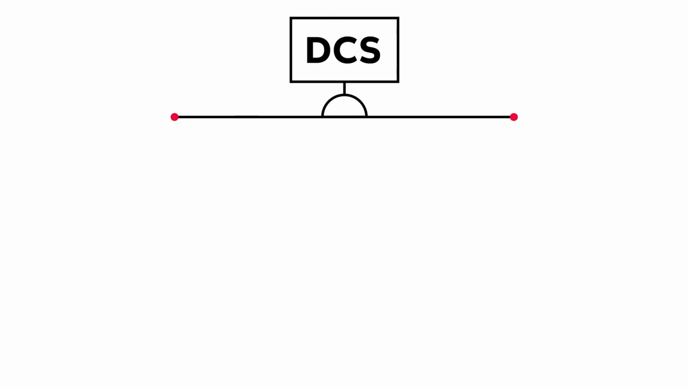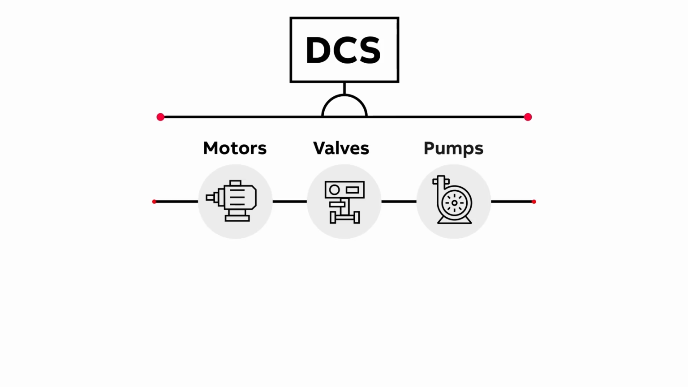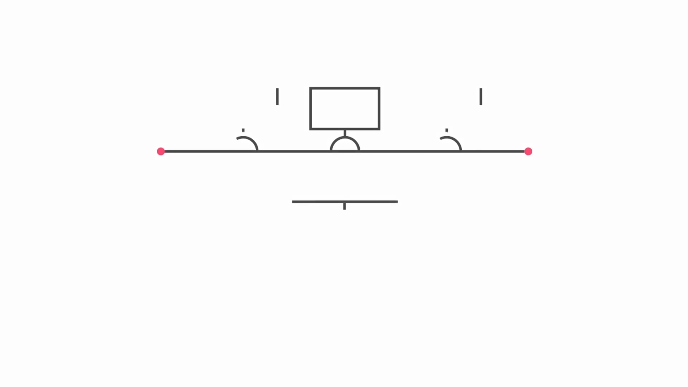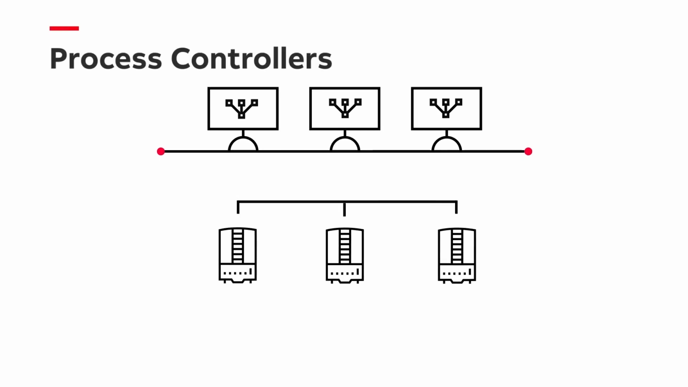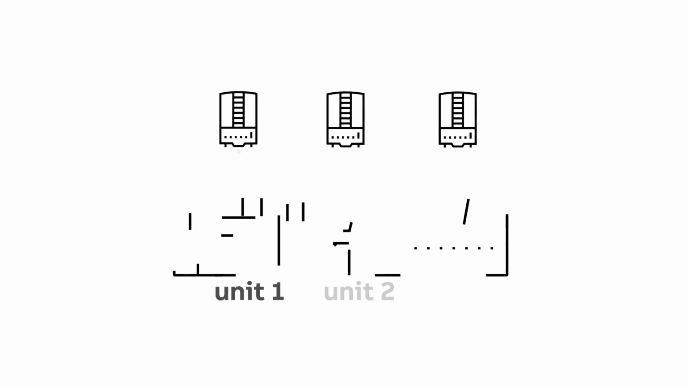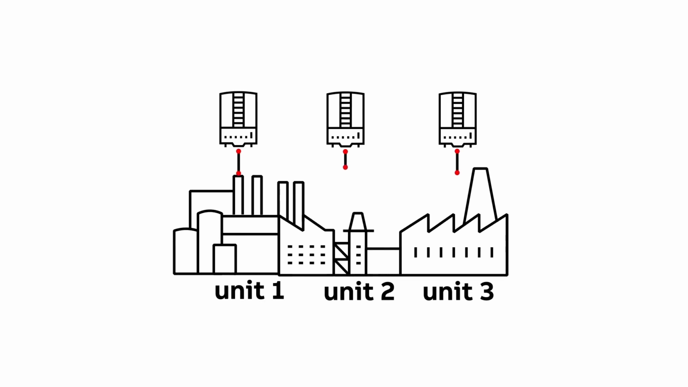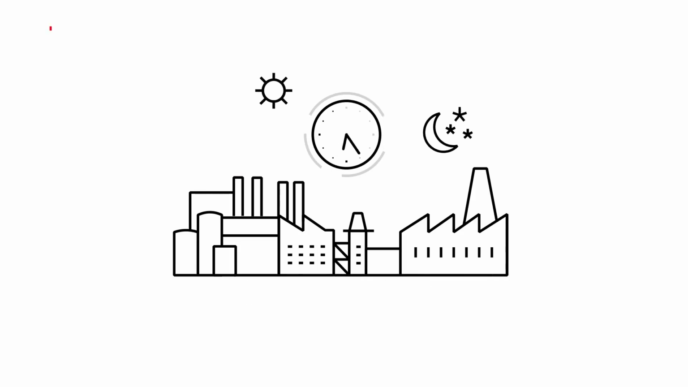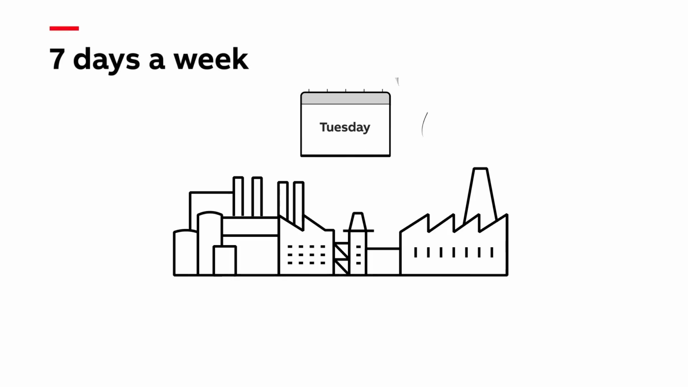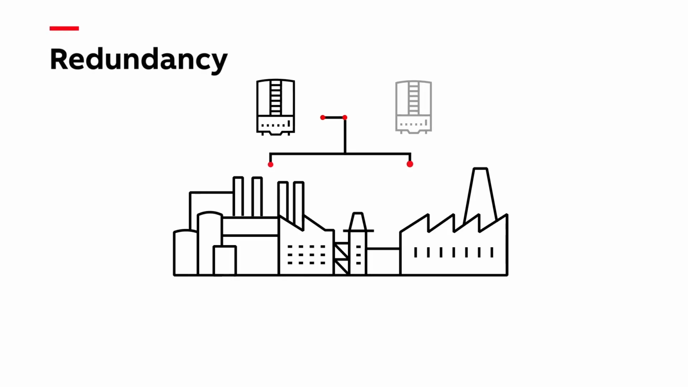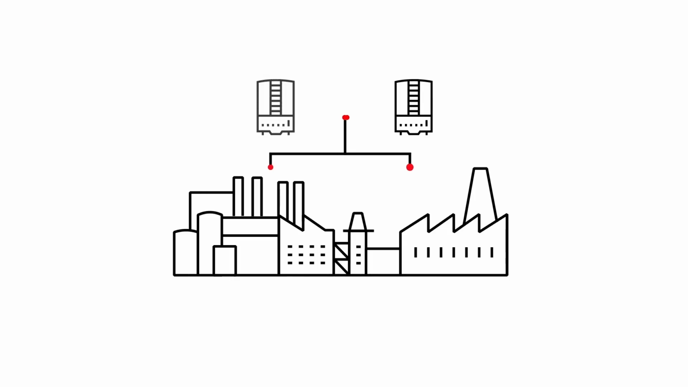Distributed control systems remotely automate the way that industrial equipment like motors, valves, and pumps operate, so everything runs safely and efficiently. A DCS uses industrial-grade computers called process controllers. These controllers are functionally or physically distributed to oversee and control the various parts of a process, typically called units. This is what the distributed in DCS refers to. And process controllers need to run 24 hours a day, 7 days a week, and are typically installed with redundancy to ensure their continued operation.